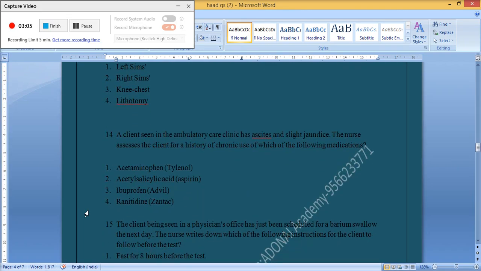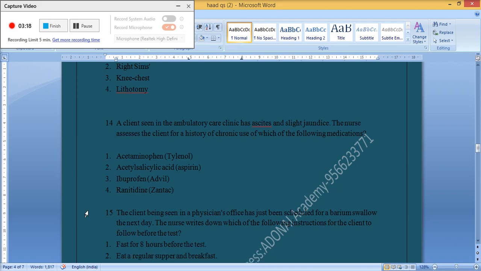2.14. A client seen in the ambulatory care clinic has ascites and slight jaundice. The nurse assesses the client for a history of chronic use of which of the following medications? 1. Acetaminophen. 2. Acetylsalicylic acid. 3. Ibuprofen. 4. Ranitidine. The correct answer is 1. Acetaminophen.